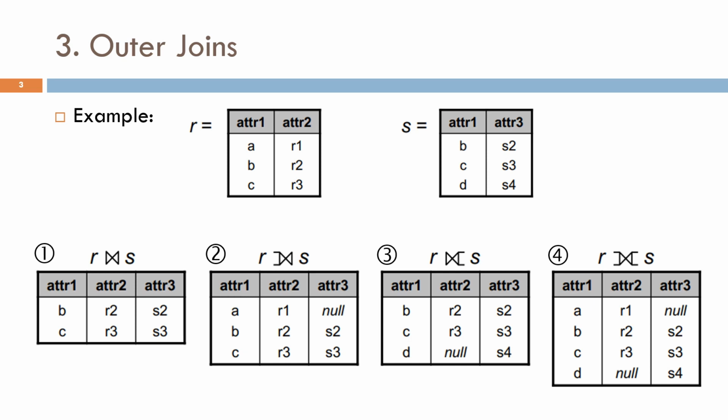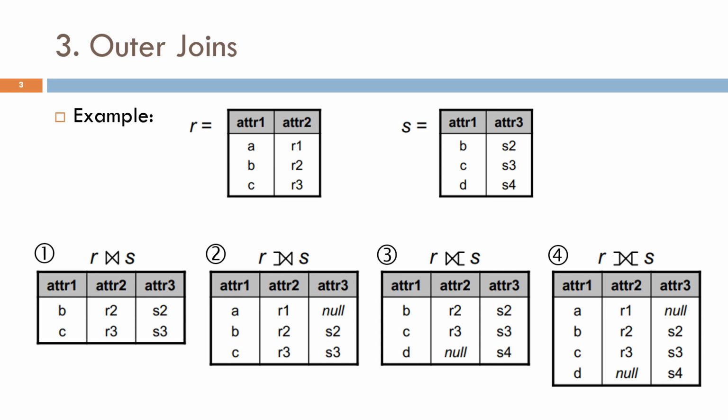The first tuple from R, A, R1, is not included because A doesn't match any tuple in attribute 1 from S. The second tuple from relation R, B, R2, matches the first tuple of S, B, S2. The third tuple from R, C, R3, matches the second tuple from S, C, S3. That's all the tuples from R. In relation S, the last tuple is not included because no tuple from R matches with the attribute 1, that is D. The result from R natural join S is the two tuples.